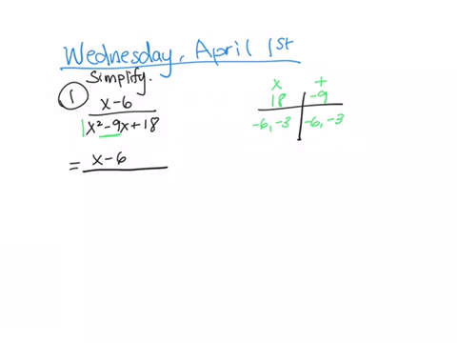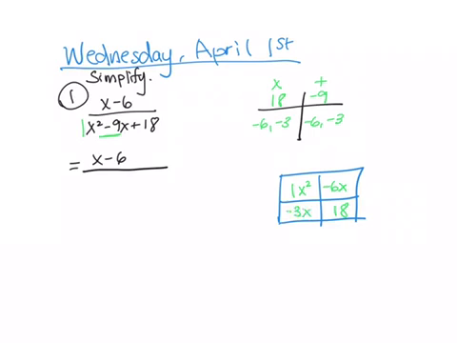Now, I'm going to set up the box method because that's what most of you are using. If you're not using that, that's totally fine. Just make sure that whatever you're doing is resulting in the correct answer. In the upper left-hand box, we're going to have our leading term, which was 1x squared. In our bottom right box, we're going to have our constant term, which was 18. In the other 2 boxes, you're going to use that negative 6 and negative 3. So we're going to have negative 6x and negative 3x.